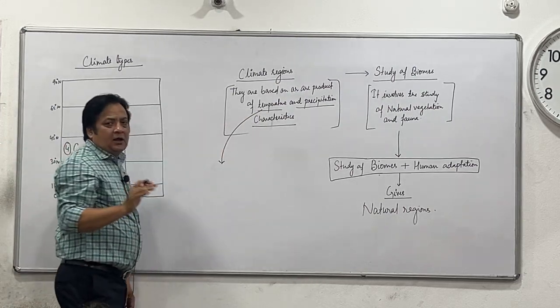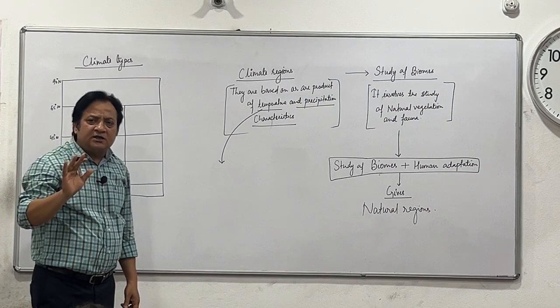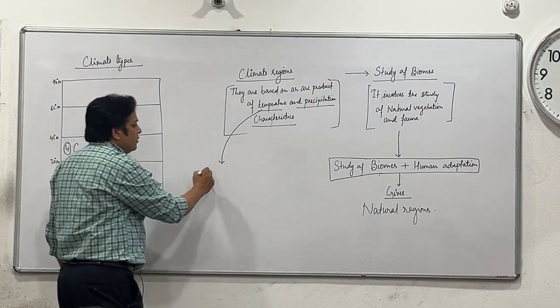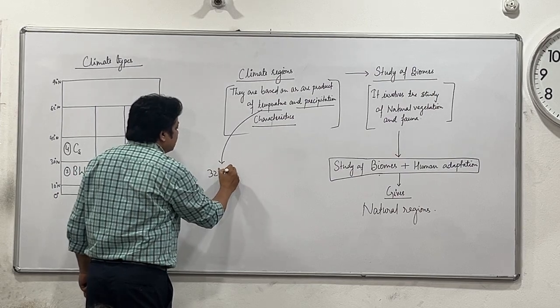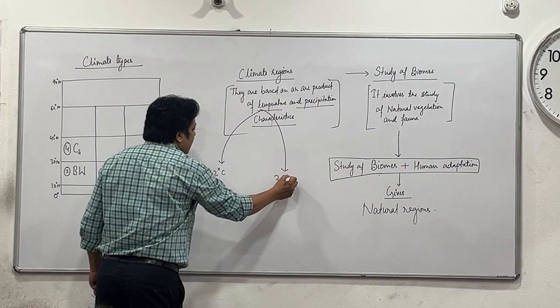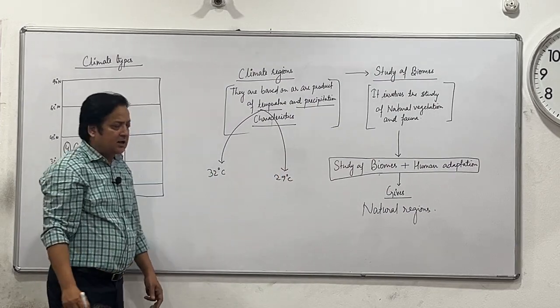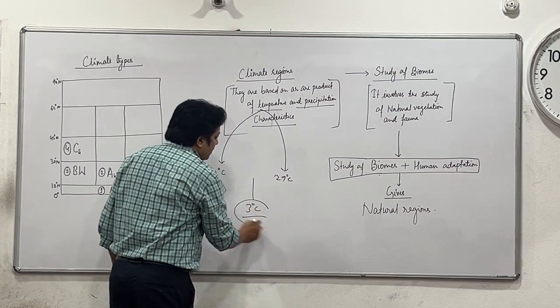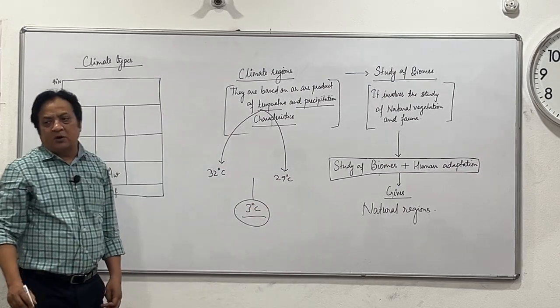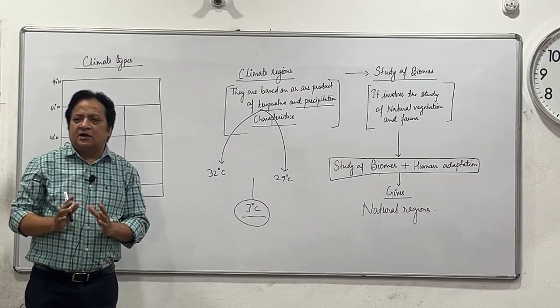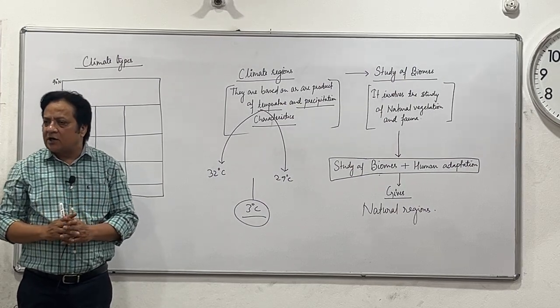Now one more thing you should keep in mind about the temperature characteristics here. The highest temperature recorded here would be around 32 degrees Celsius, and the lowest temperature recorded in a year would be around 29 degrees Celsius. That means you have a difference of around 3 degrees Celsius only. So this is your annual range of temperature. You all know what the annual range of temperature is, right? It is the difference between the highest and lowest temperature recorded in a year.